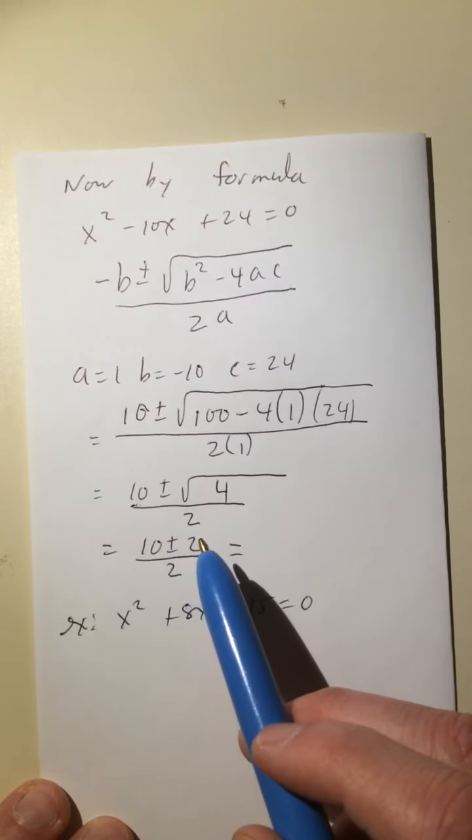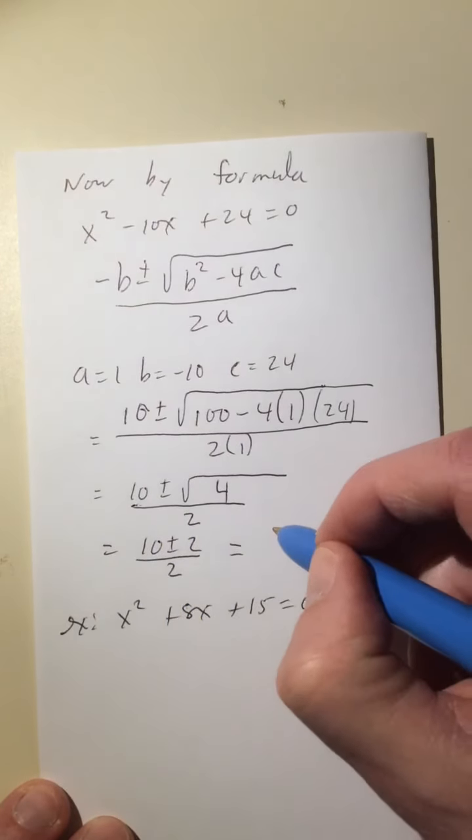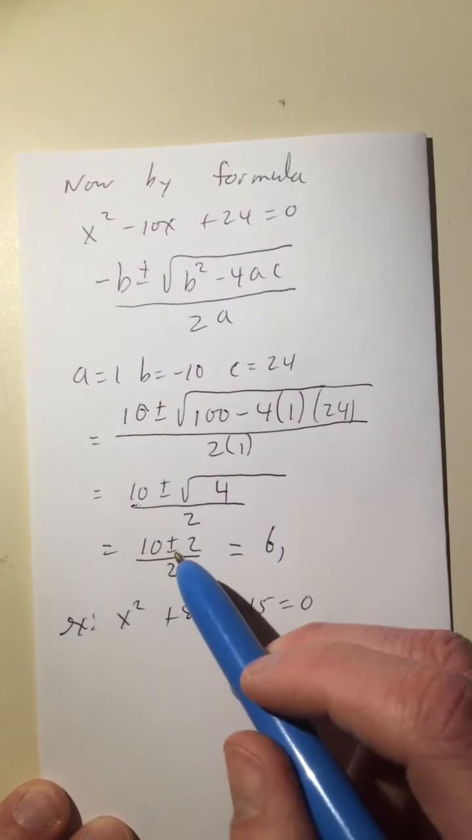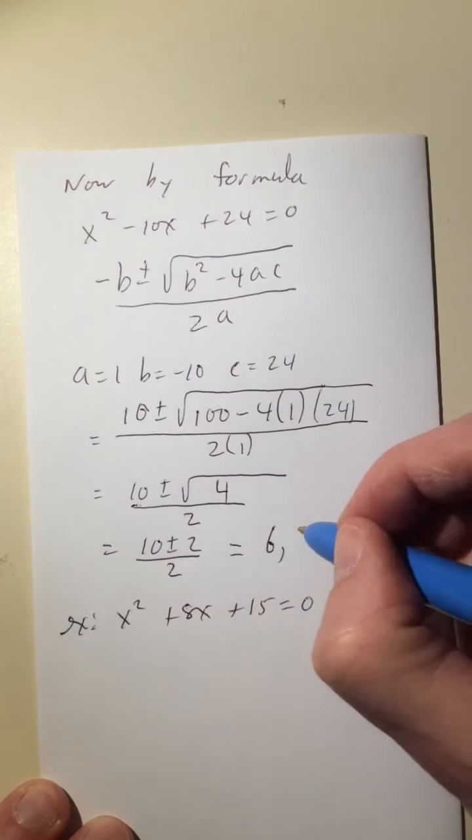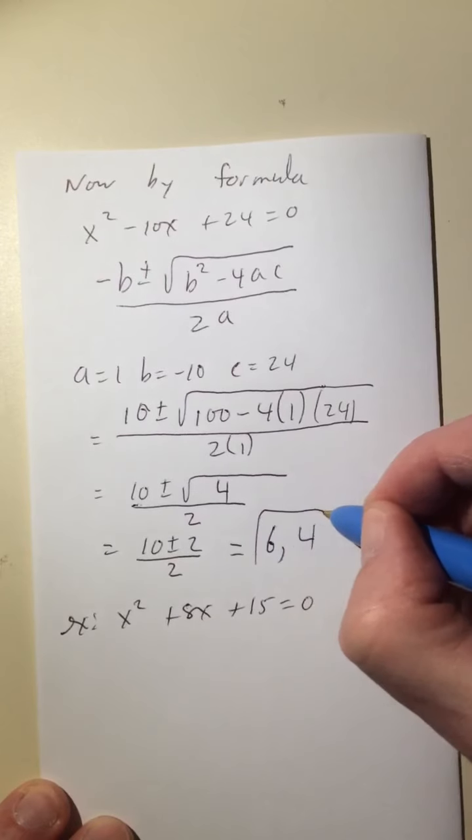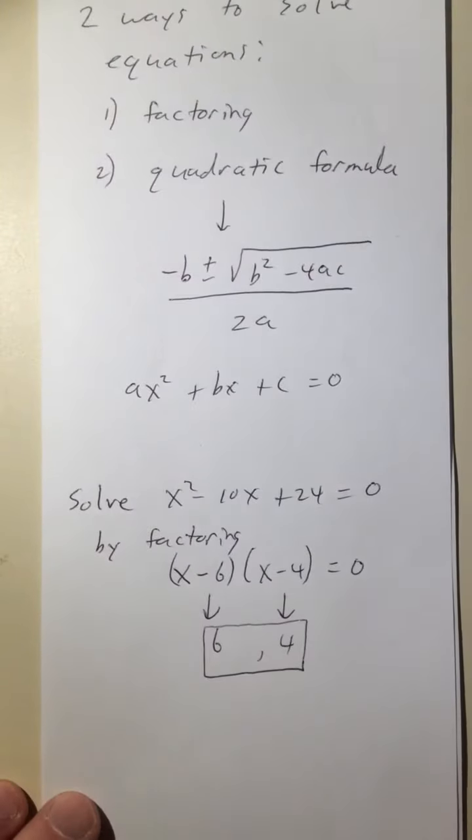So 10 plus 2, of course, is 12. Divided by 2 is 6. And 10 minus 2 is 8. Divided by 2 is 4. And those are your two solutions, which are the two solutions we came up with before.